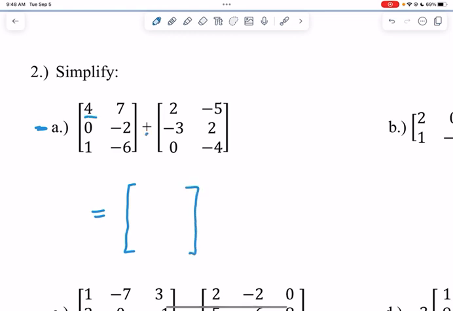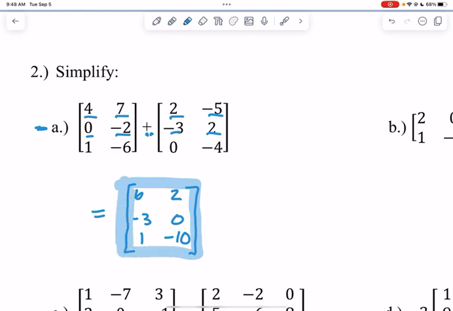So 4 plus 2, 7 plus negative 5 gives you 2. 0 plus negative 3. Negative 2 plus 2 gives you 0. 1 plus 0. Negative 6 plus negative 4 makes more negatives. Negative 10. So when you're simplifying, you're really just trying to go from the 2 or 3 or the multiple matrices that it gives you and simplifying it to one matrix. That's all we're doing there.